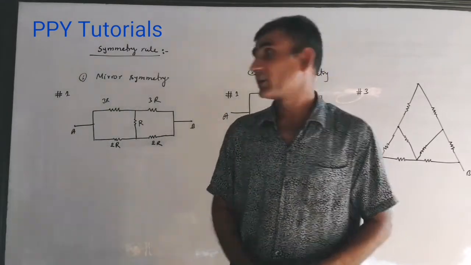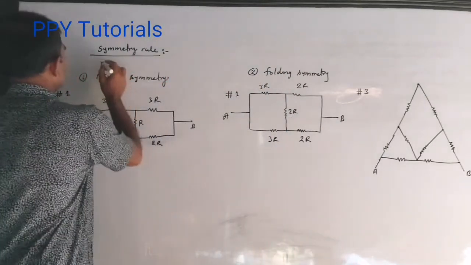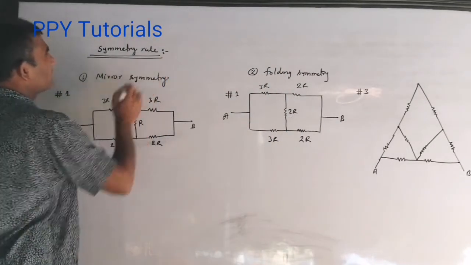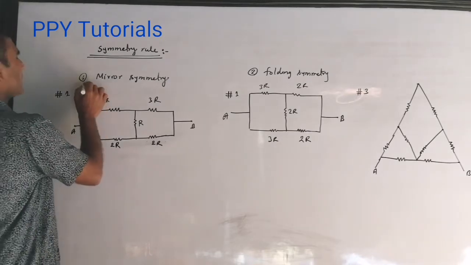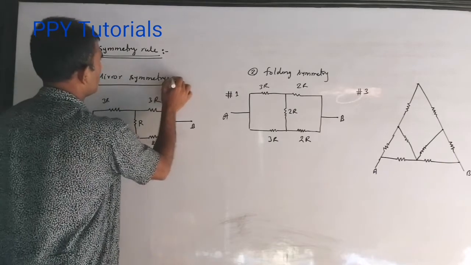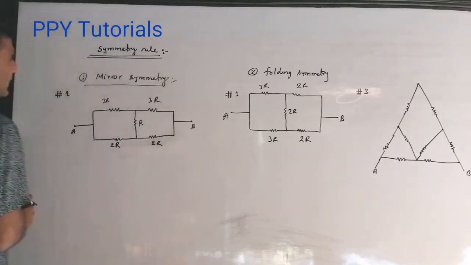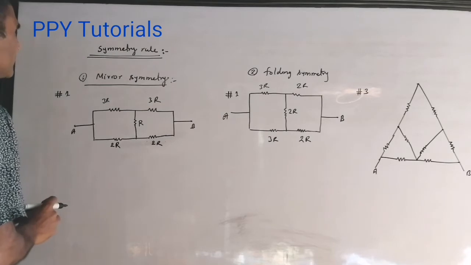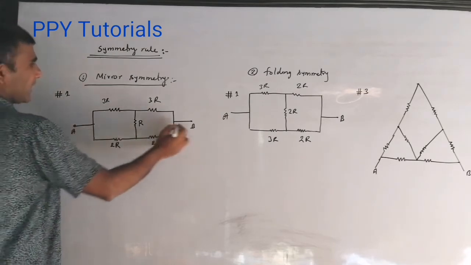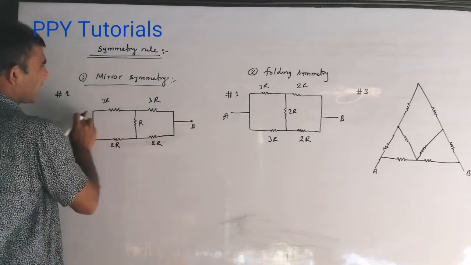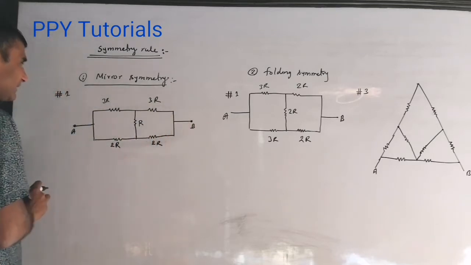So let's start. Last time we discussed the symmetry rule, which is going to help you solve the equivalent resistance problem. If you have not watched that video, then you may watch it. Otherwise, I am doing a short recap. What is the mirror symmetry? See here, there are two terminals A and B between which we have to find the equivalent resistance.